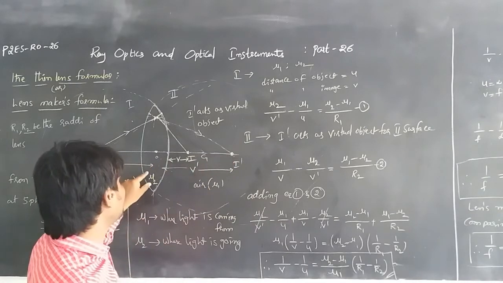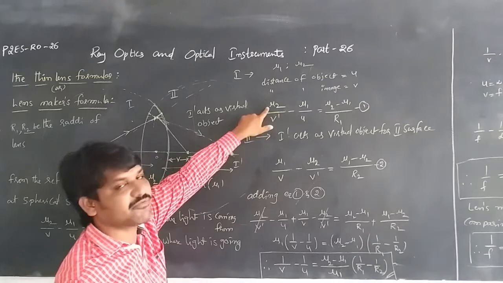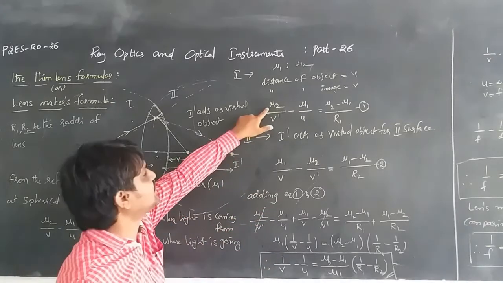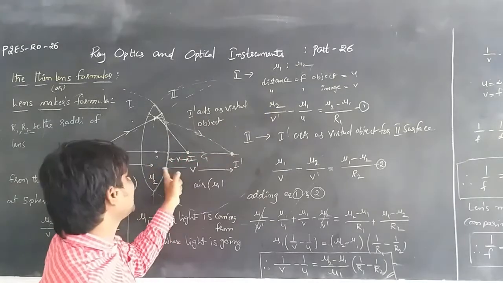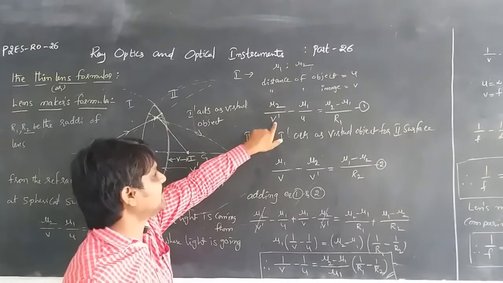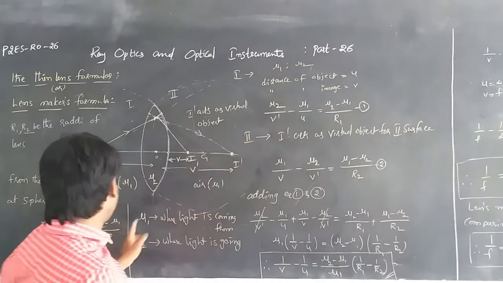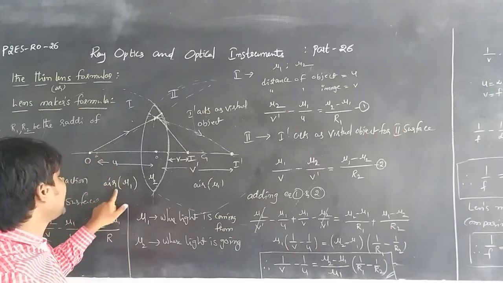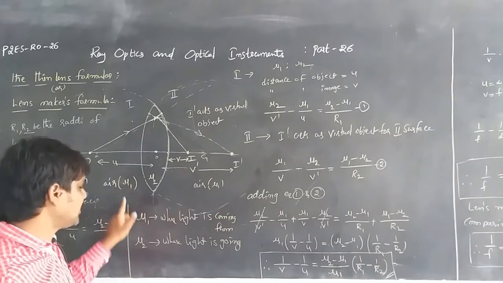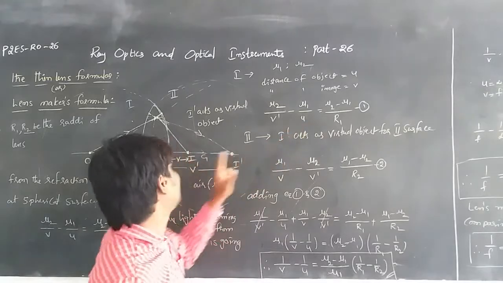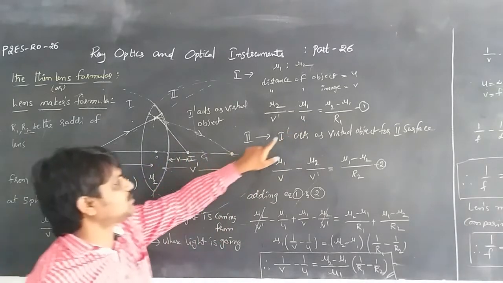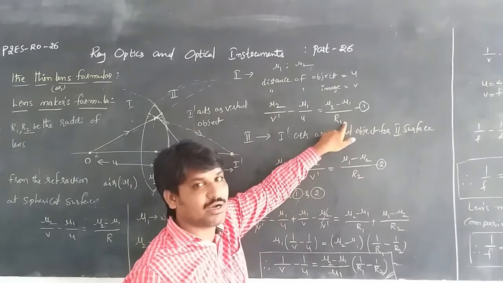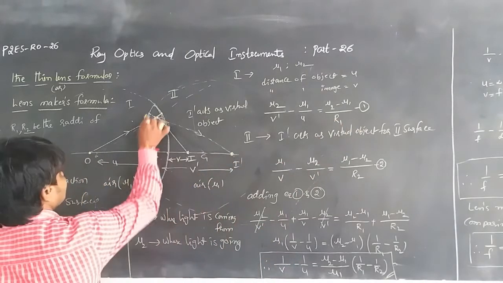So mu 2 is the refractive index where the light is going, into the lens. The image is formed at v dash, so we take mu 2 by v dash minus mu 1. Mu 1 is where the light is coming from, air, the refractive index of mu 1, and the object is placed at a distance of u. So that equals mu 2 minus mu 1 by the radius of the lens, the first surface.